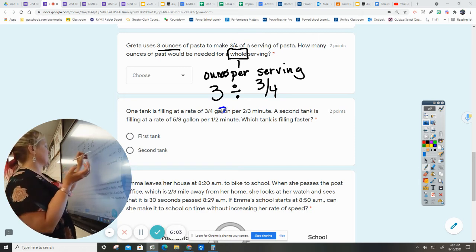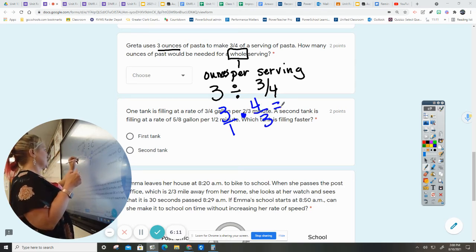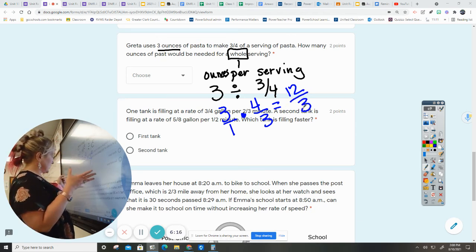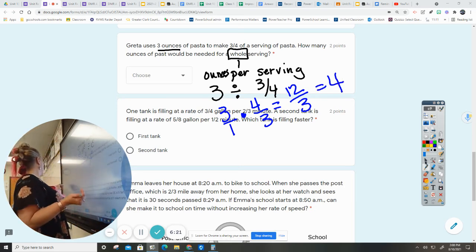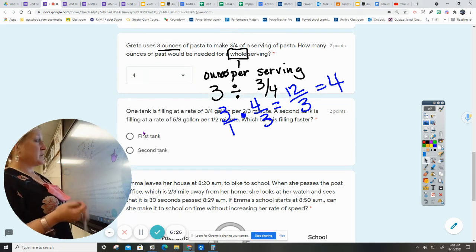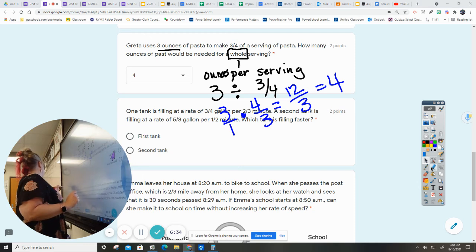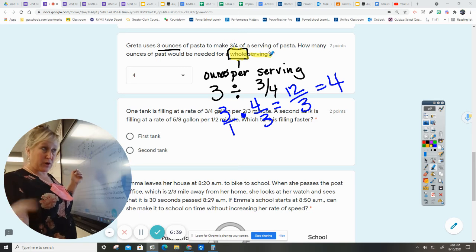I'm going to change colors so that I see over that. Keep, change, flip. 3 times 4 is 12. 1 times 3 is 3. I have to reduce. 12 divided by 3 is 4. So 4 should be one of my choices. Now, where that one can be mixed up is if you switch them. So make sure that you are looking for these keywords that tells you what the per what is.